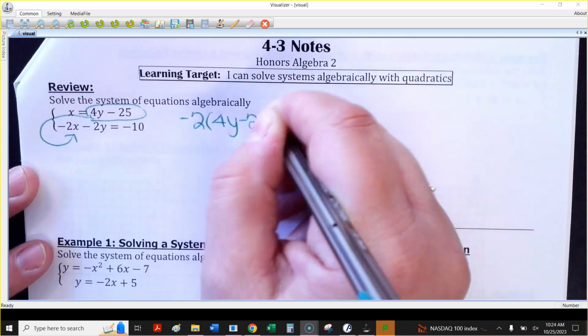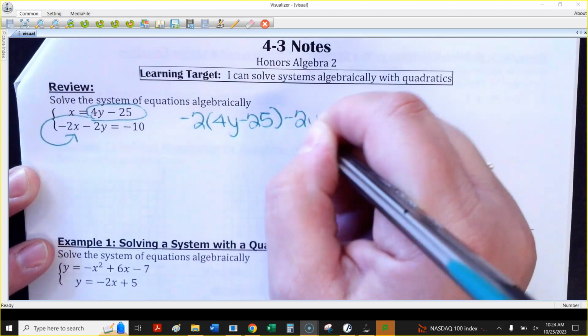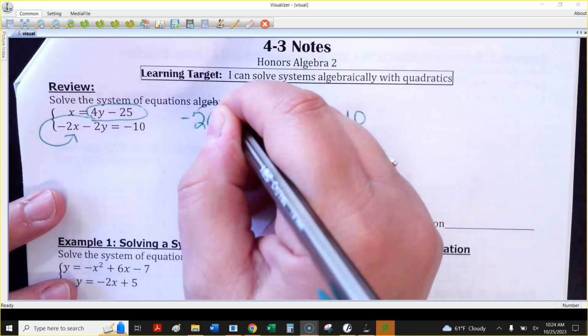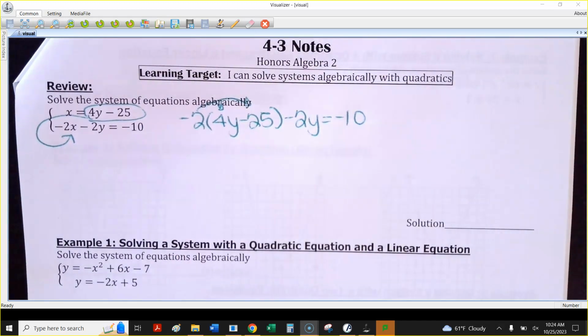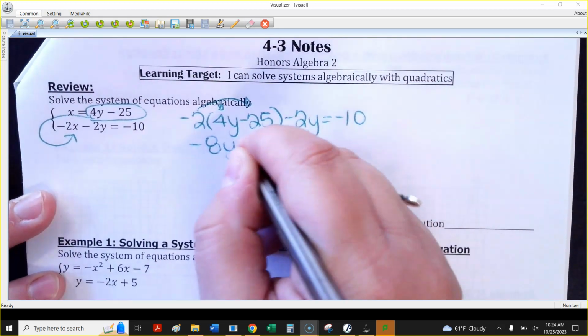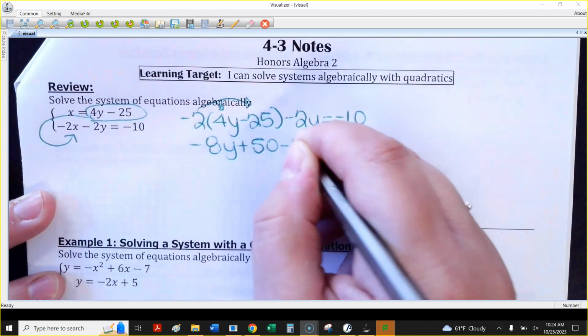Since it's got two terms, I would always recommend you put it in parentheses if it has something in front of it, so that you don't forget to distribute whatever that number is. It's going to be negative 2 in this case. I have to distribute that to that entire expression that was put in place of x. So negative 8y, negative times a negative makes that positive 50, and then I have a negative 2y.